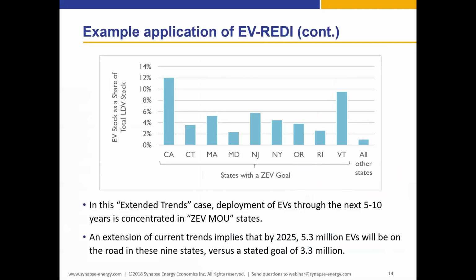And under this extended trends case, we find that these 9 states together get 5.3 million EVs on the road in 2025. But since this extended trends trajectory is an extension of the trends that we're currently seeing in current states, we see that by 2025, the vast majority of EV stock is concentrated in these 9 states that are already among the leaders in terms of EV sales and adoption. The other 42 states, which include DC, are quite small by comparison.